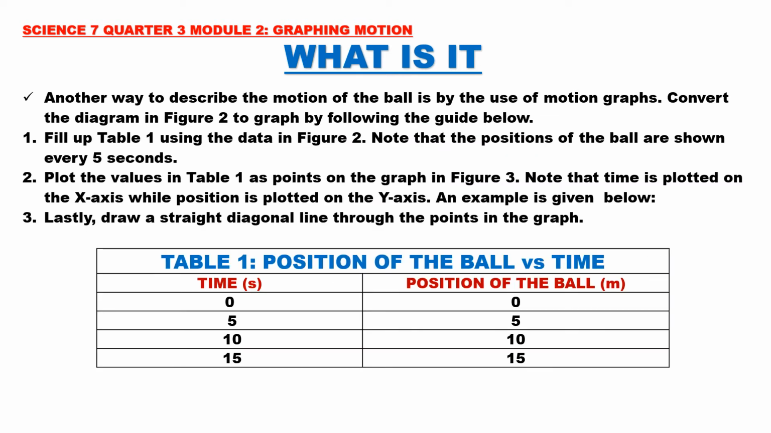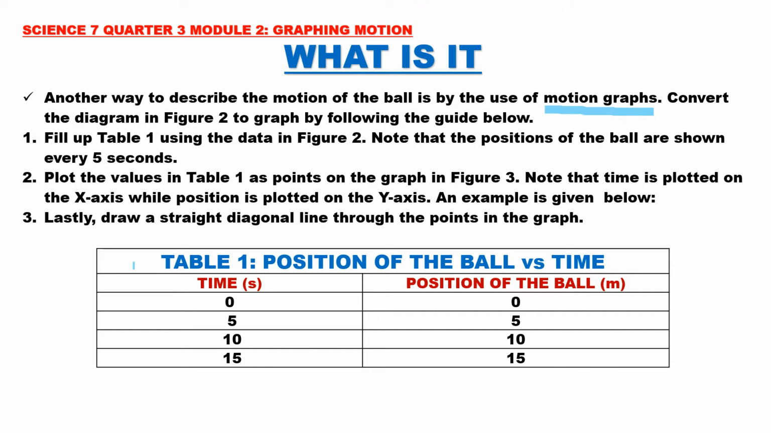Another way to describe the motion of the ball is by the use of motion graphs. Convert the diagram in figure 2 to graph by following the guide below. So, number 1, fill up table 1 using the data in figure 2. Note that the positions of the ball are shown every 5 seconds. So, yung diagram natin kanina, in figure number 2, we are going to convert that into table.